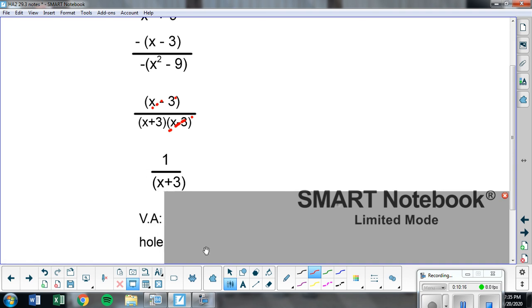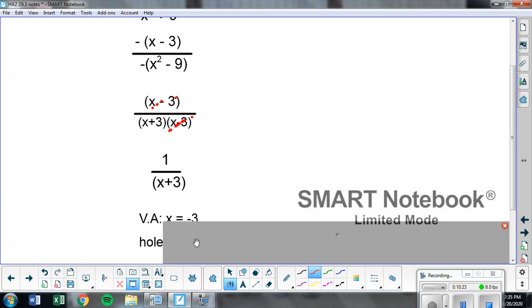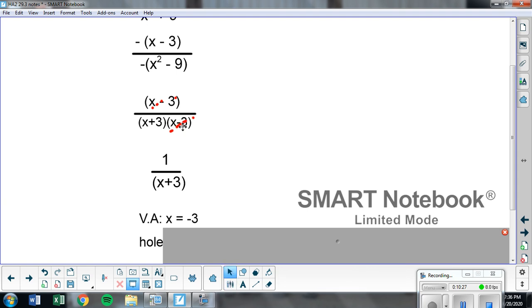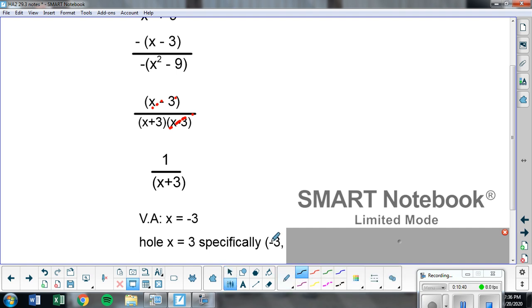Vertical asymptote is a line, and you want to look right here. What value is going to make the denominator 0? -3. And the hole is going to be up here, depending on what got crossed out. It looks like 3 would be my value here, creating a 0. So 3 in the x spot. Sorry, I need to change that to a 3. Positive 3.